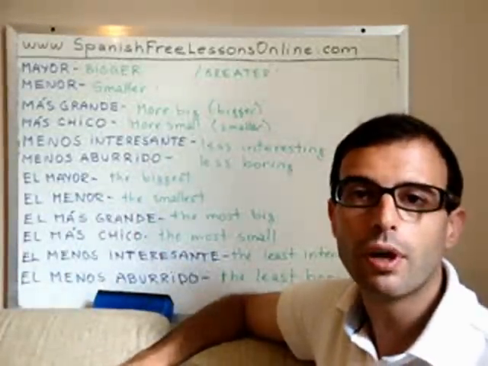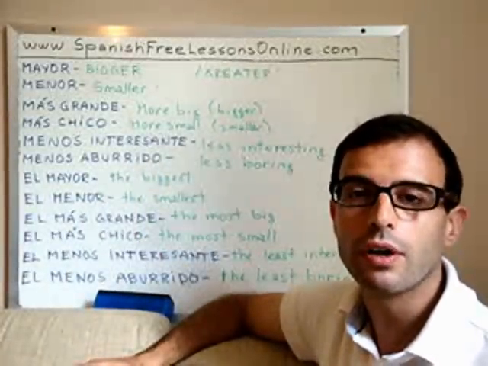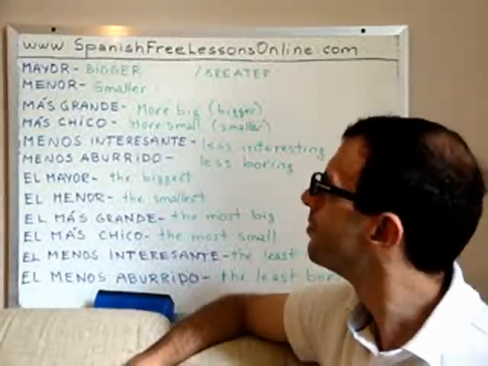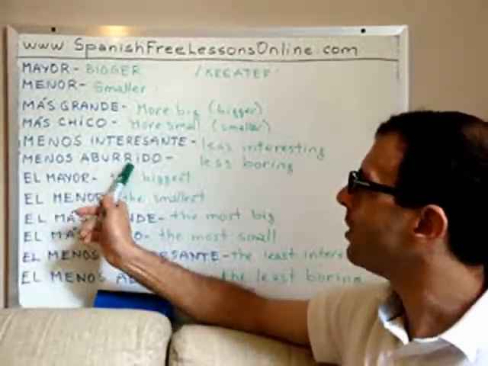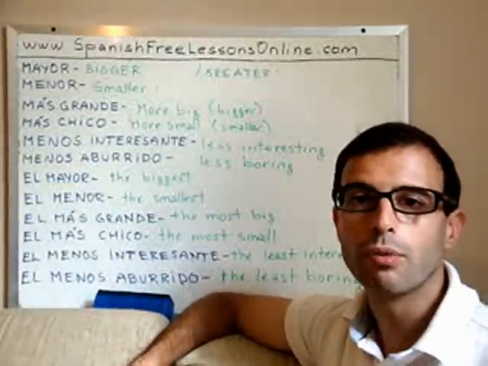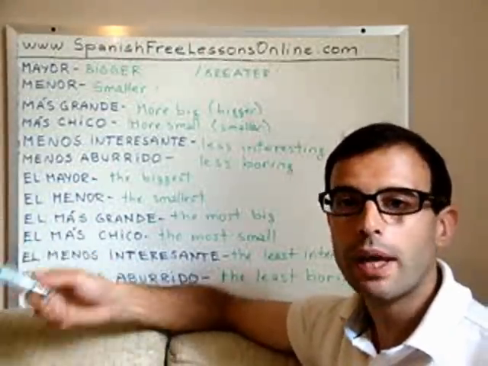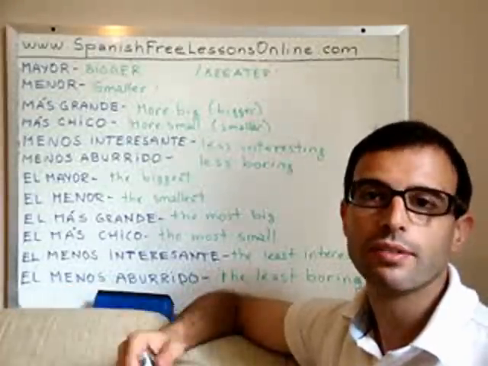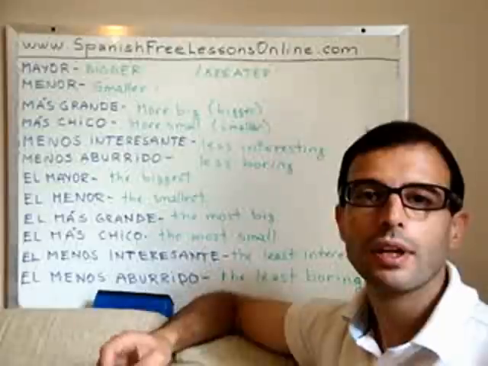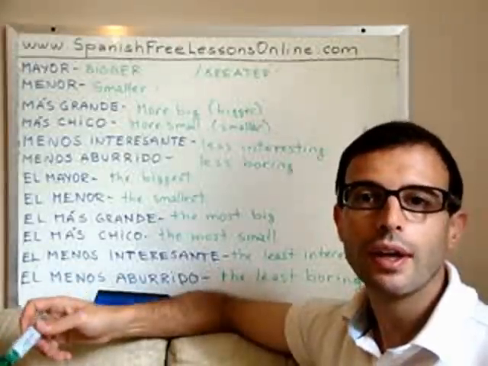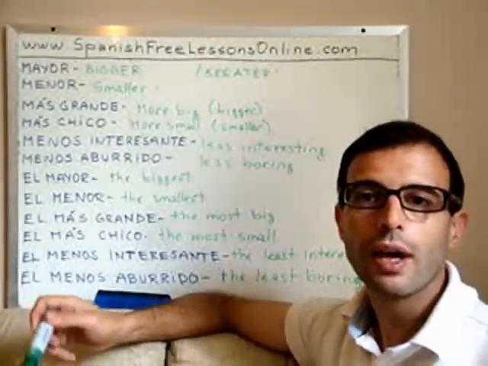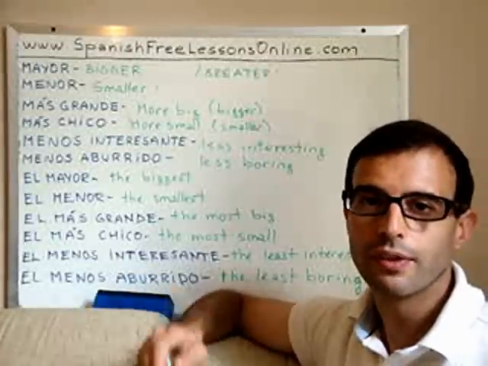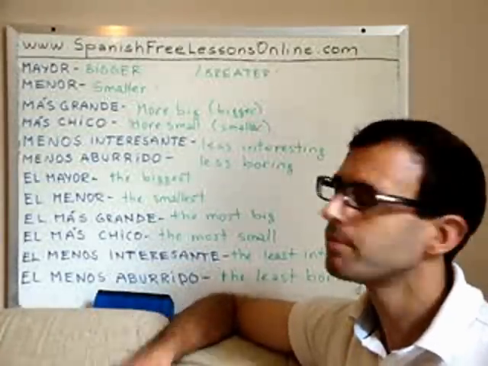Remember, the double R is the rough sound of the R. Okay? Aburrido. Menos aburrido, less boring. For example, I would say playing is less boring than this class, right? I would say jugar es menos aburrido que esta clase, this class, esta clase.